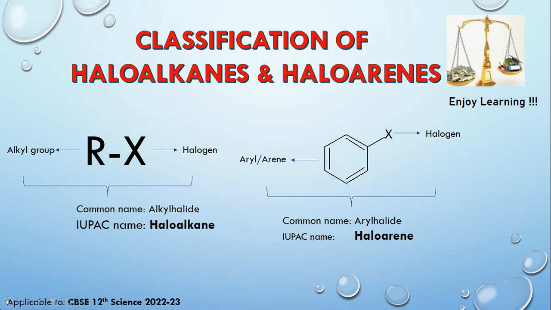Before going to the classification, first we will see what we mean by haloalkanes and haloarenes. When you have a halogen atom attached to the alkyl group, it is called a haloalkane. The common name is alkyl halide. And when you have a halogen atom attached to an arene, that is a benzene ring, it is called a haloarene. The common name is aryl halide.